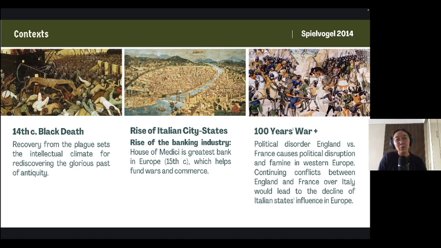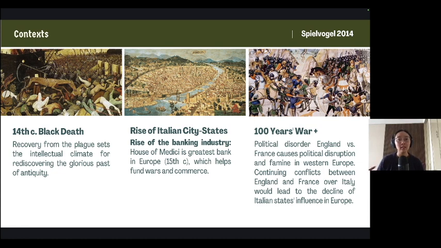Anyway, one other context is the rise of Italian city states and specifically the rise of the banking industry. You've heard the name Medici before, right? The House of Medici, literally the family of Medici, becomes the greatest bank in Europe, which helps fund both wars and discovery or commerce.